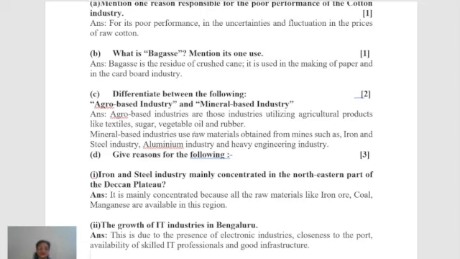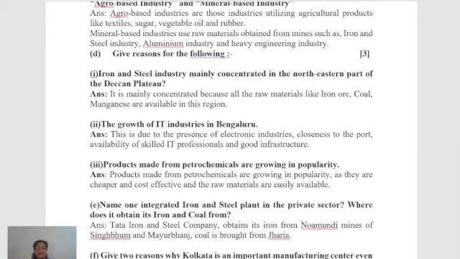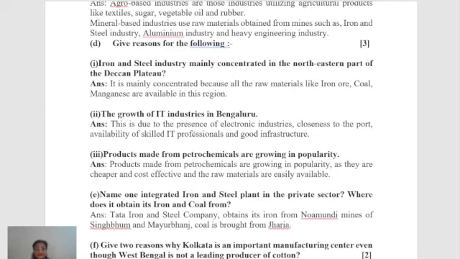Next is give reasons for the following. Iron and steel industry mainly concentrated in the northeastern part of Deccan Plateau. Which is that area? That area is basically the Chota Nagpur region. It is one of the richest mineral reserves in India. So it is mainly concentrated there because all the raw materials like iron ore, coal, manganese, all are available within this region. That's why you will find iron and steel industries mostly concentrated within the northeastern part of Deccan Plateau.